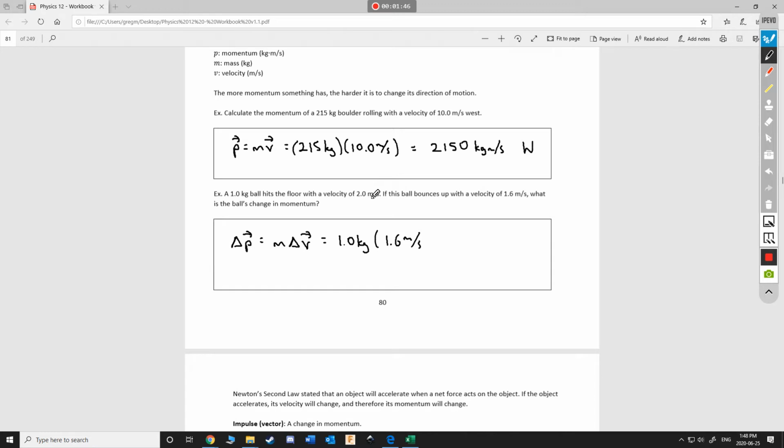Our final velocity is 1.6 meters per second. They're in opposite directions. So if I said up is positive, initially it's going downwards. Delta is final minus initial, right? So it would be final minus initial, okay? And that's going to be negative 2.0 meters per second. So 1.6 plus 2 ends up being times 1, so we get 3.6 kilogram meters per second. Let's keep scrolling down.